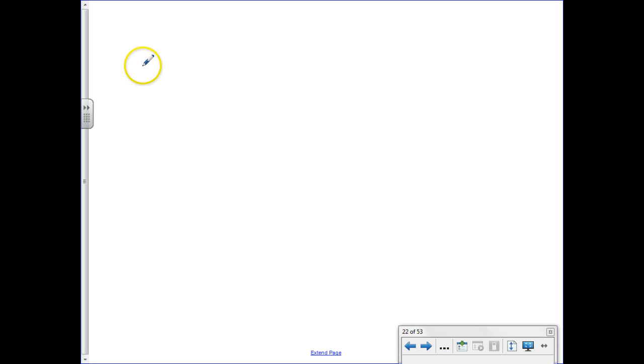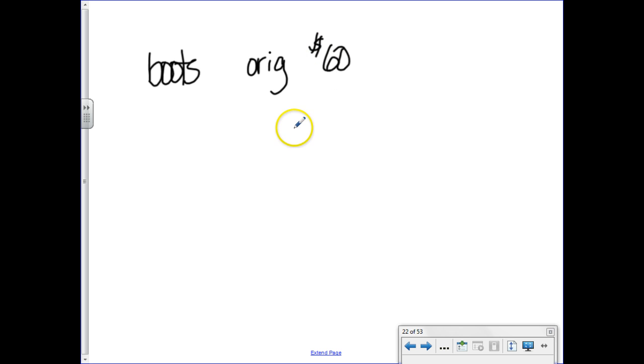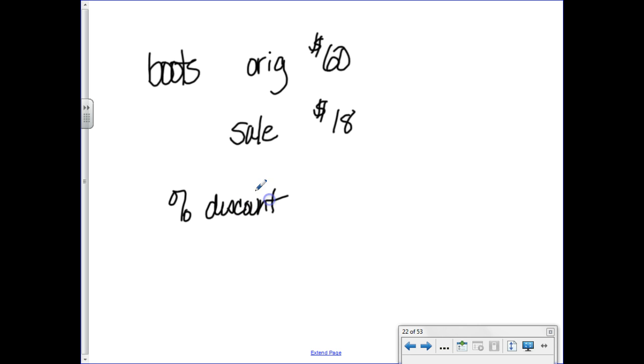All right, here's the last situation. Let's say of course, I'm shopping and I'm always on those clearance racks, and I find an awesome pair of boots. And the boots originally were marked at $60, okay? And at that price, I'm like, nah, I don't need them that badly. But now they're on sale, and the sale price is $18. And I'm like, oh my goodness, I cannot pass this deal up. But I'm curious, what was the percent of the discount on this thing? Okay, what was the percent of the discount?